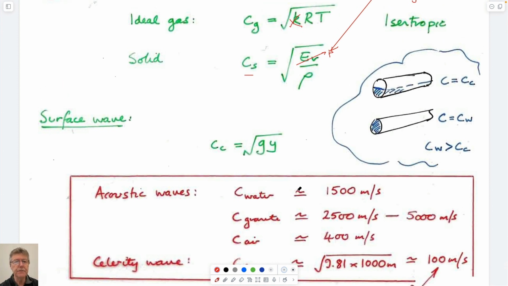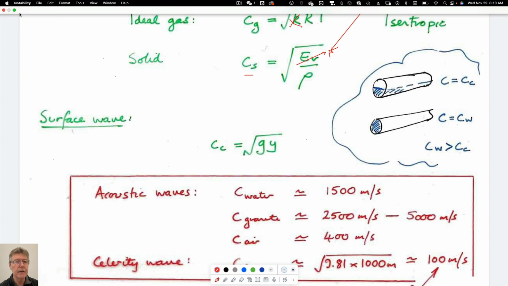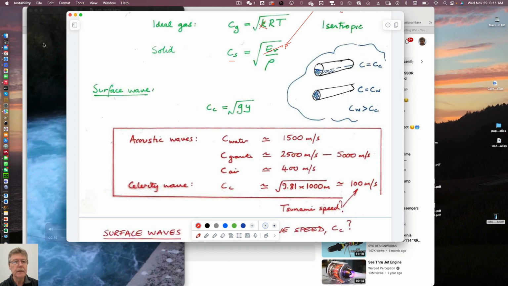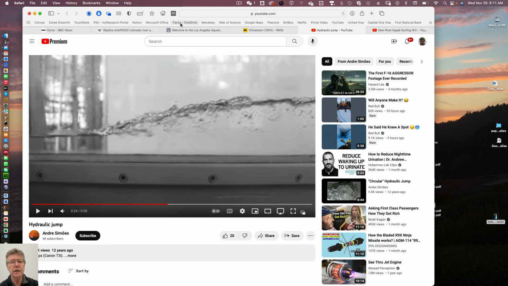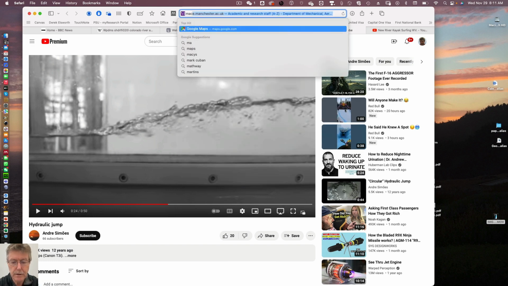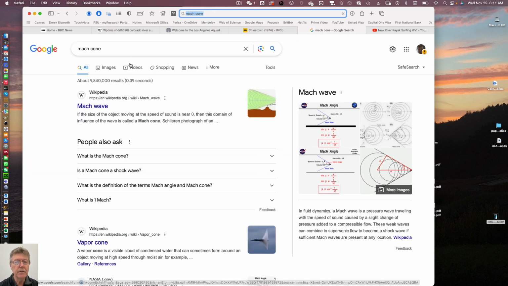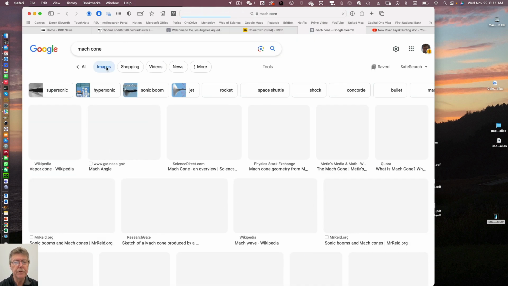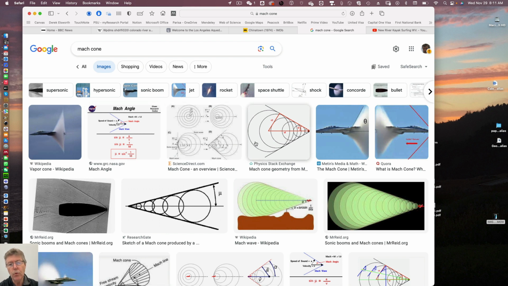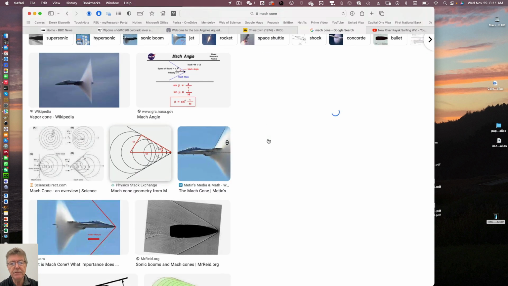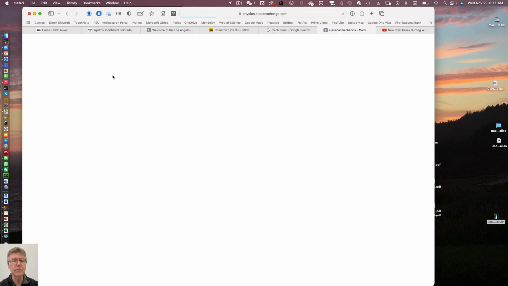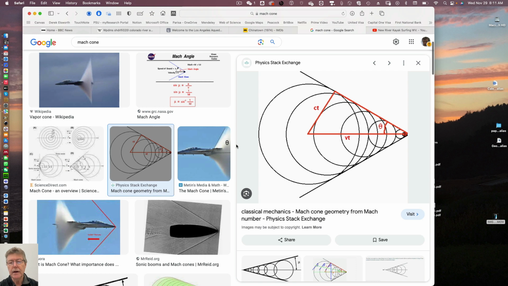And so the relevance of this is that it relates to how you get information to travel away from a location. And so the best example of this in everyday life is the Mach cone.